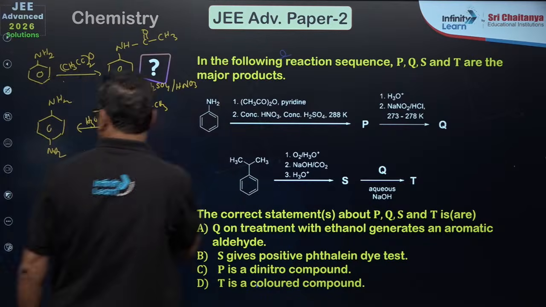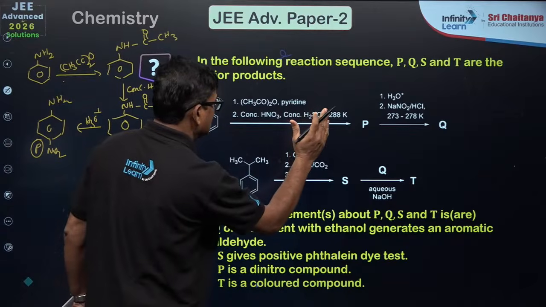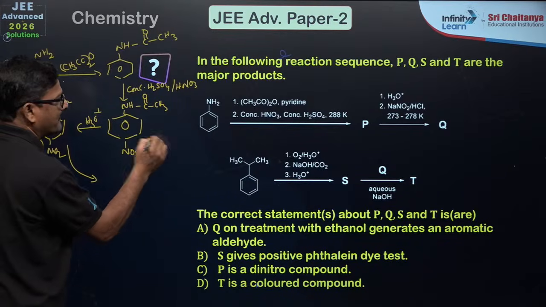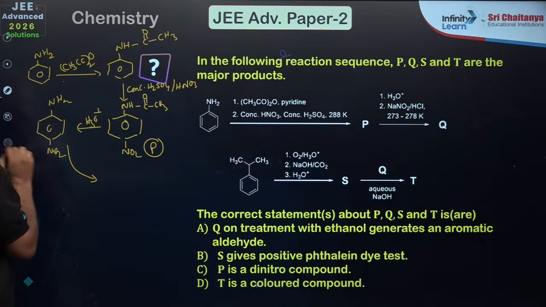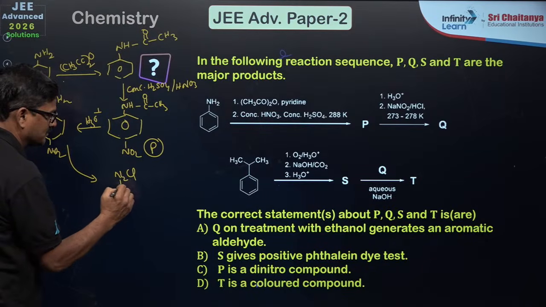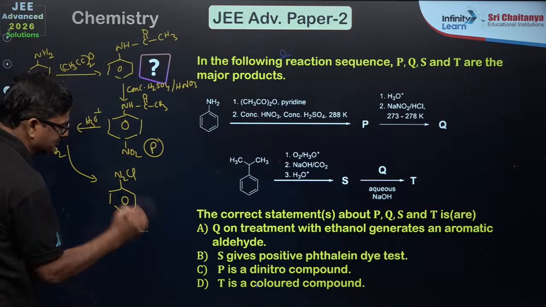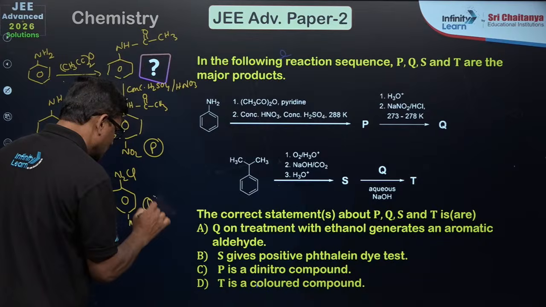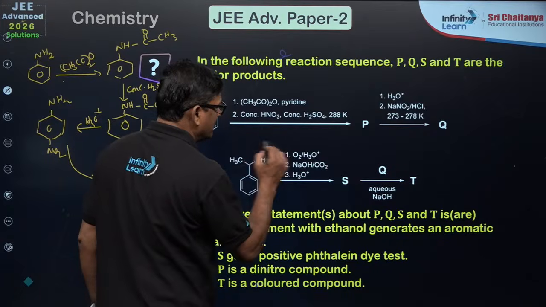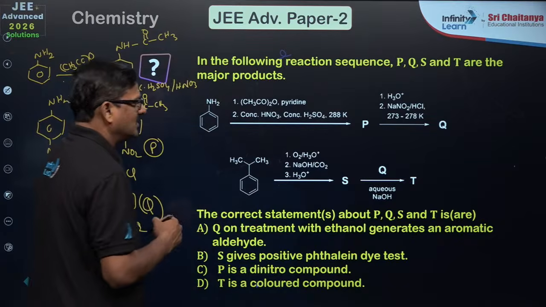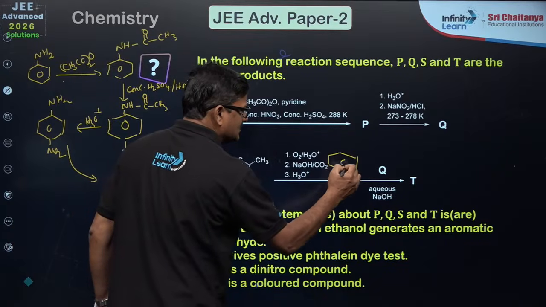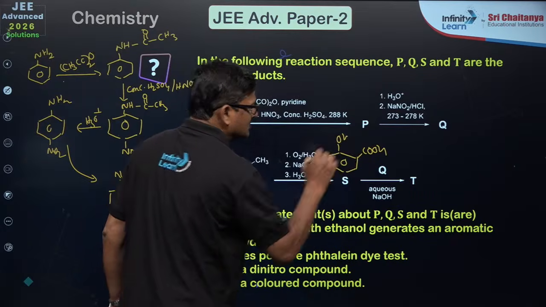This is your P, and this is treated with NaNO2 and HCl. Diazotization takes place, N2Cl and NO2. Okay, this is your Q. Now, let us see the other side. This is the cumene, it becomes phenol, and the phenol is subjected to the NaOH, CO2 Kolbe reaction, and you are going to get salicylic acid, COOH and OH. This is your salicylic acid.